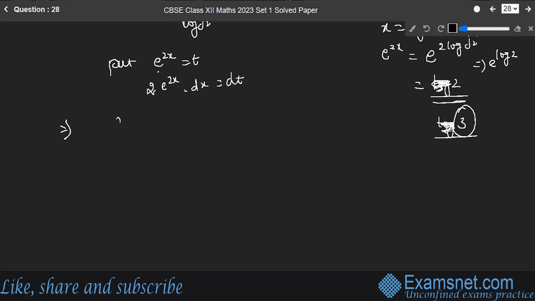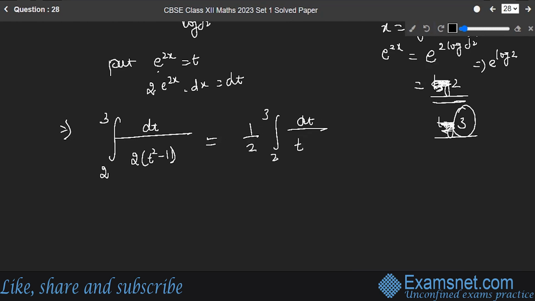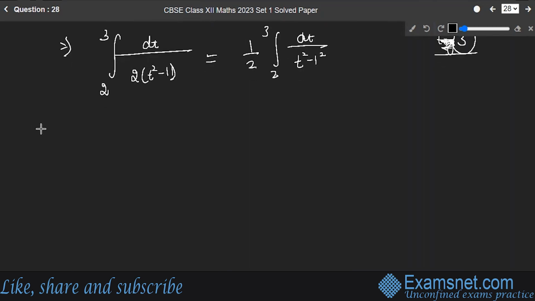Now, this becomes the integral with limits 2 to 3 of dt upon 2 into (t square minus 1), which is equal to 1 by 2 taken outside, limit 2 to 3 dt upon t square minus 1, which is in a plus b form. So that is 1 by 2 into, limits 2 to 3, this can be written as 1 plus this into this dt.